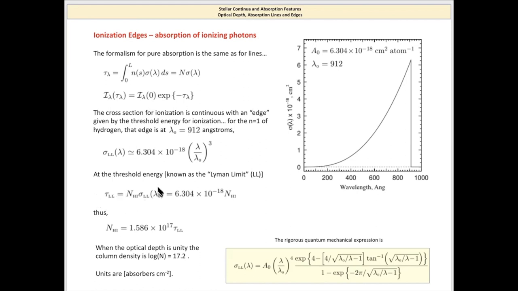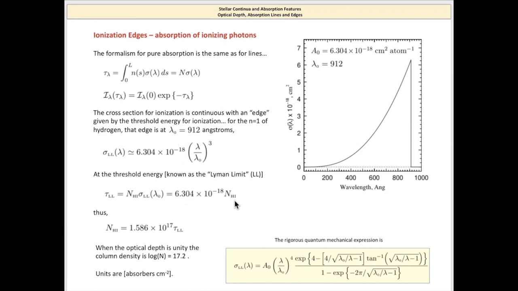So we can rewrite this Lyman limit optical depth as the column density of the neutral hydrogen in the ground state, multiplied by the cross section. And it turns out that at the Lyman limit, that's what LL stands for, I've got a lambda naught here, evaluated at lambda naught, this equals this constant. And so at 912 angstroms, the optical depth is equal to this constant times the column density.